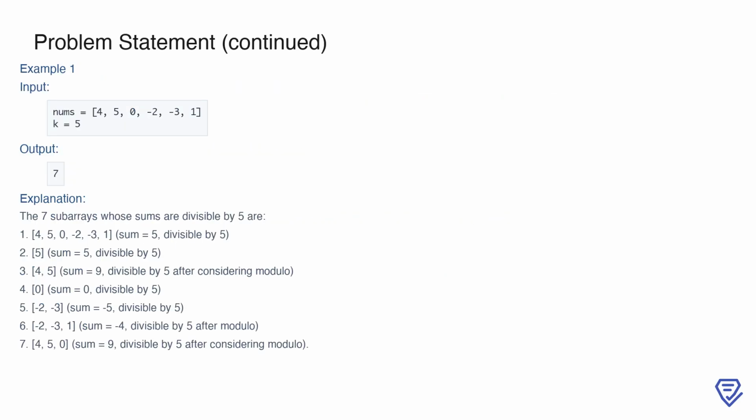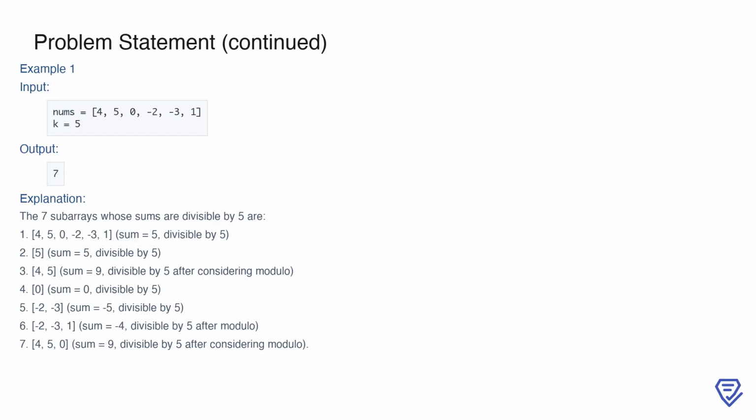Consider the first example where nums is 4, 5, 0, -2, -3, 1, and k is 5. The output is 7, indicating there are 7 subarrays whose sums are divisible by 5. Let's break them down. The entire array itself has a sum of 5, which is divisible by 5. The subarray 5 has a sum of 5, and 4, 5 has a sum of 9, which leaves a remainder of 4 when divided by 5 but becomes divisible when considering previous sums.